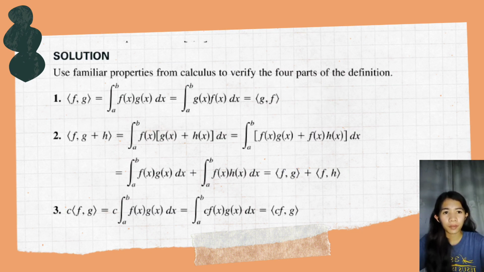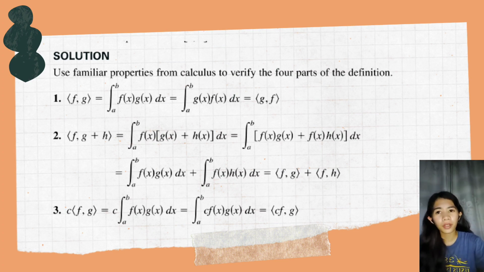Use familiar properties from calculus to verify the four parts of the definition. Number 1. The inner product of g and f is going to be the integral from a to b of g of x times f of x dx. So it doesn't matter which order we do first in that integral, we will always get the same thing. So the inner product of f and g is the same thing as the inner product of g and f.